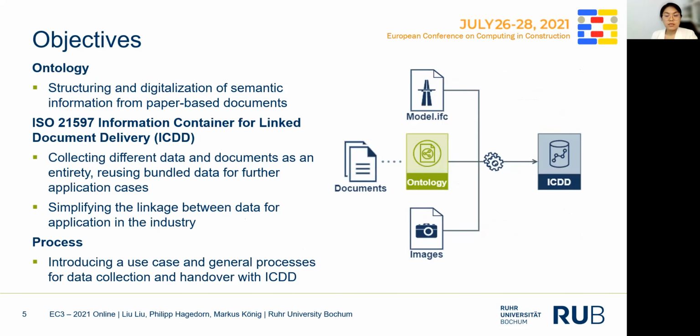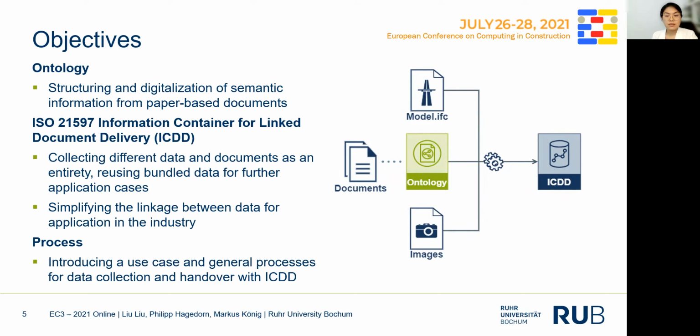Here we have three foundations for our proposed solution. First, using ontology, we are going to structure and digitize the non-machine readable documents as semantic information. With the information container for linked document delivery, which is certified as international standard and shortened as ICDD, we will collect the different data and documents as a whole data package. Within the container, the links between data can be built up. The entire data package provides reusable data in future applications.